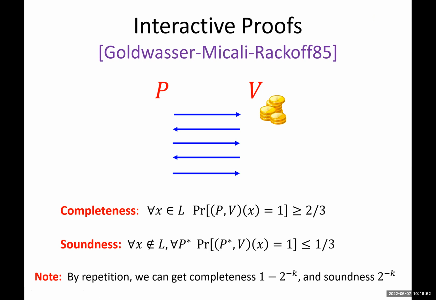I have a quick question. According to completeness, if the prover has the secret, the probability that the verifier accepts is bigger than or equal to 2/3. That means it's possible that even if the prover has a secret, the verifier may not accept it. Right. Why is that?